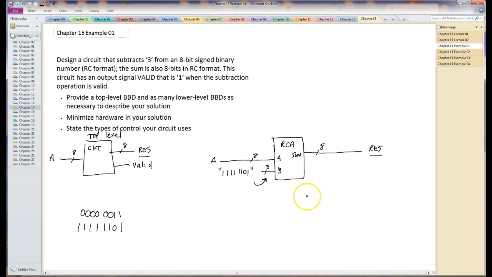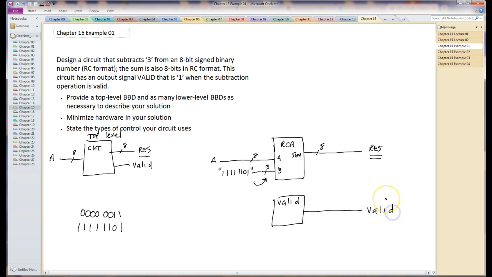Almost done. The issue is the circuit needs a valid output as well. The valid indicates when this result here is a meaningful number. It's always going to have a value on it. Sometimes it's not going to be valid. Sometimes it is going to be valid. So I'm essentially going to need a valid circuit here.